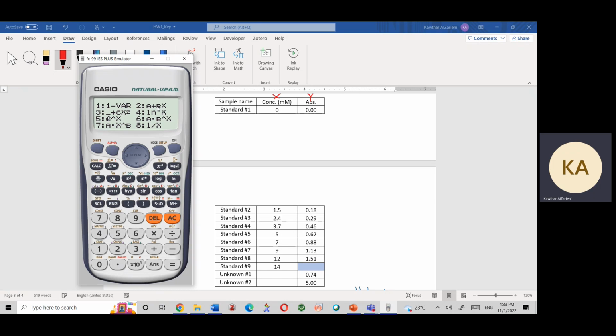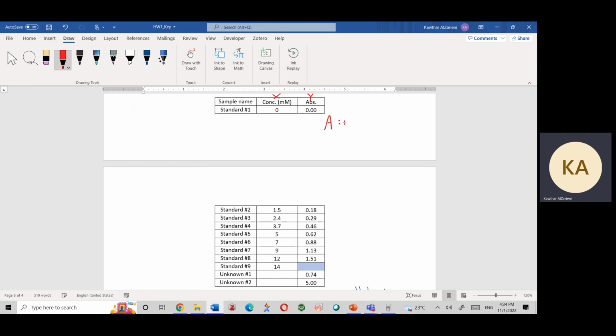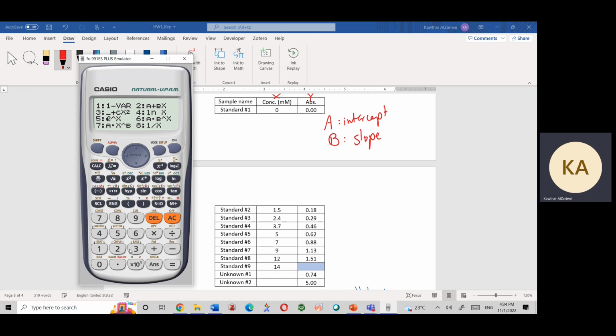In that case, b is beside x, so b is the slope. So you want to take note of what your calculator uses for the intercept and the slope. I'm going to write down that a is the intercept and b is the slope in my calculator. So I'm going to choose number 2, which is the linear equation, and it gives me the chance to input x and y coordinates. I'm going to start inputting them one by one.